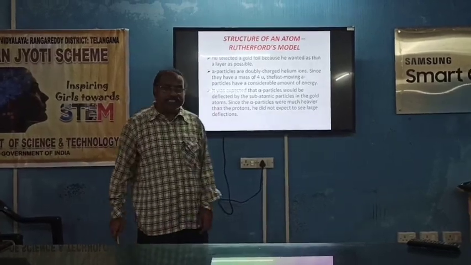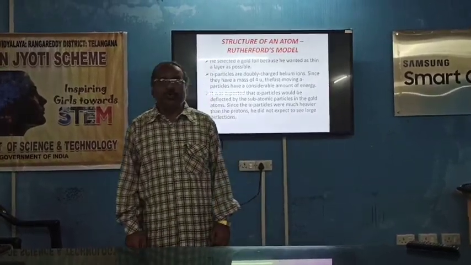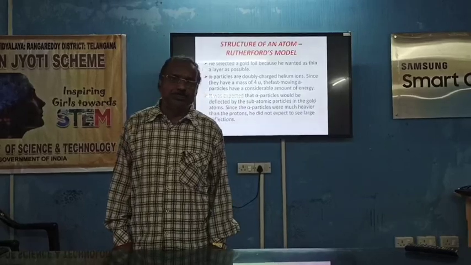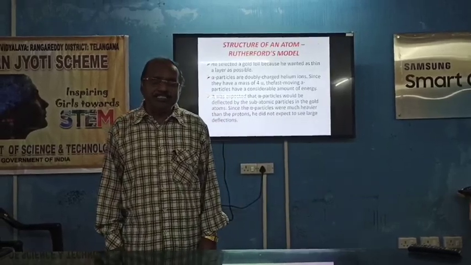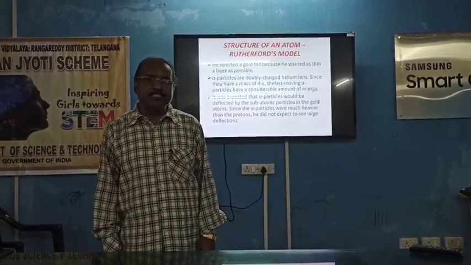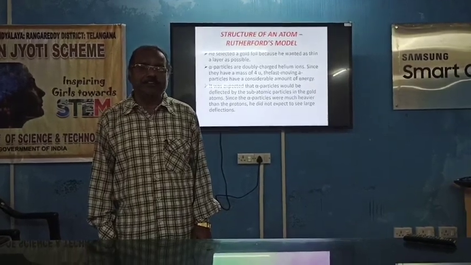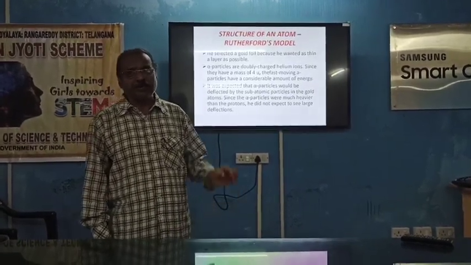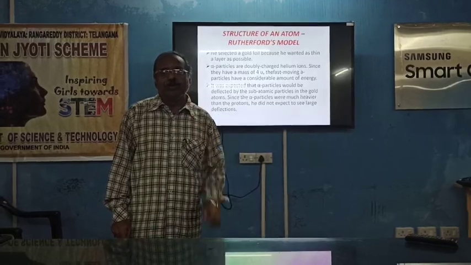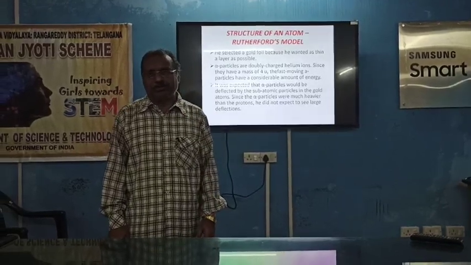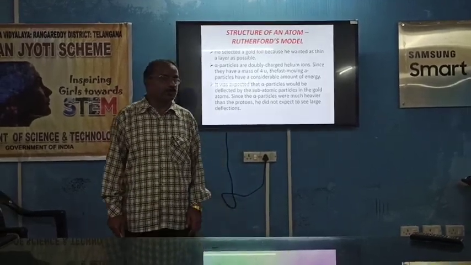So why was gold foil taken? Gold foil is highly malleable. We can make it into very thin sheets. The thin sheet is about 1000 atoms in thickness. A very thin sheet is possible using gold, so he selected gold foil.